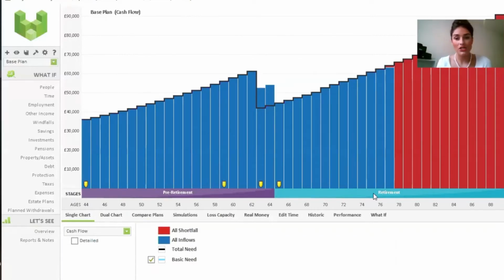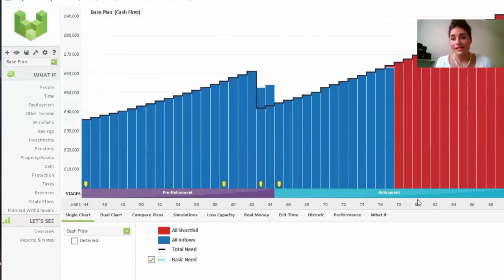This basically paints a visual picture of her situation. As you can see, her age is along the bottom. This black line across the top is her total expenses in any given year. The reason we've got this step effect is because this includes inflation. We've assumed for this model that inflation is going to be 3% each year, but of course that could be changed if somebody wanted to put inflation as more or less. Anything in blue is anything coming in, so any money from income, maintenance, savings, pensions. Anything in red is a shortfall.